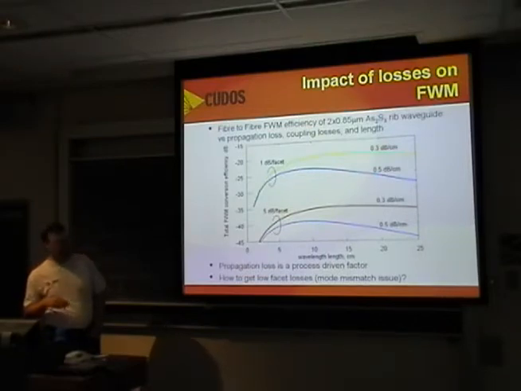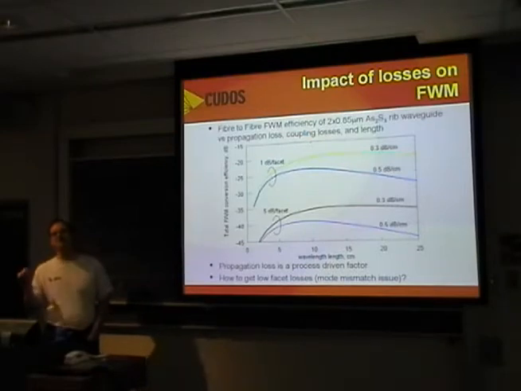Propagation loss is a process-driven factor. As you can see, there are some approaches that we've got to try and improve that. How do we get over this huge impact from the facet loss? This comes about because it limits the amount of power you can get in, and also limits the amount of the generated idler you can get out.